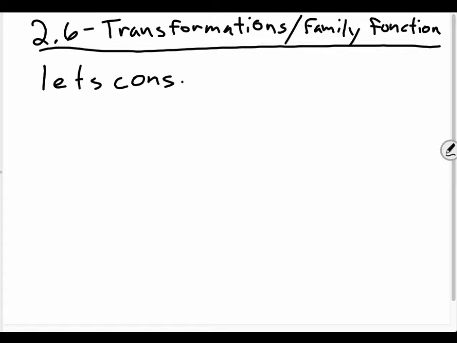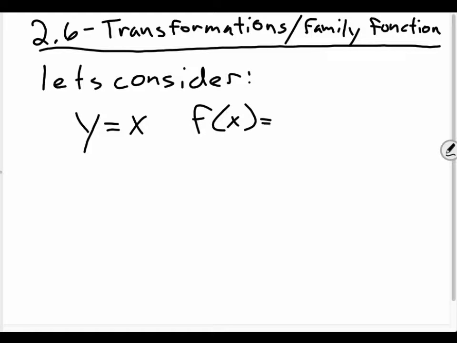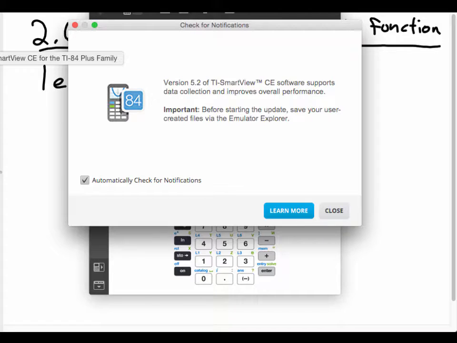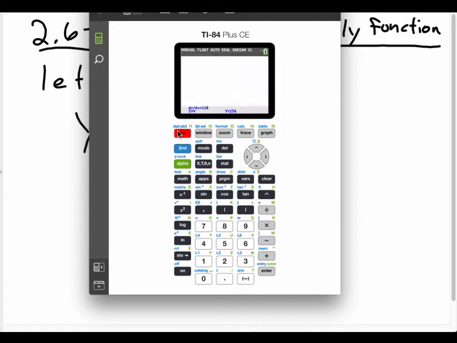Let's consider, remember whatever I write down, you write down, y equals x, or better yet, f of x equals x. Alright, so now I turn on my graphing calculator, and I'm going to clear this out, and I'm just going to put y equals x, hit the graph. Let me zoom out a little bit. Zoom, standard. Alright, and so I've got this function here.